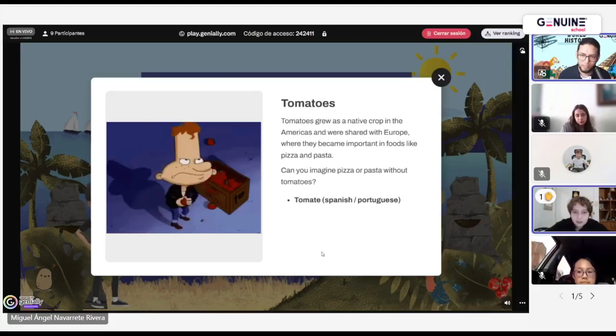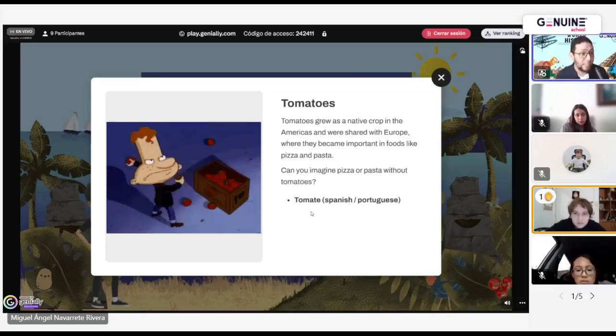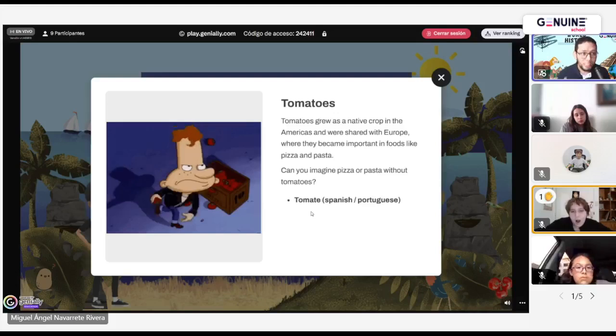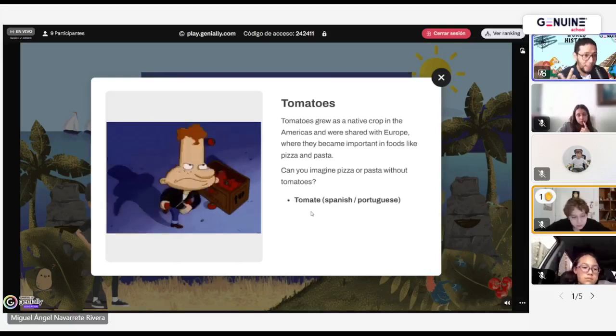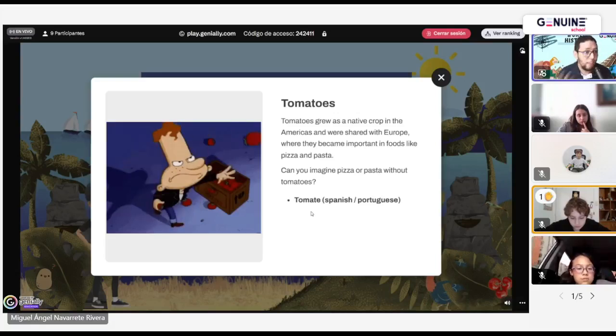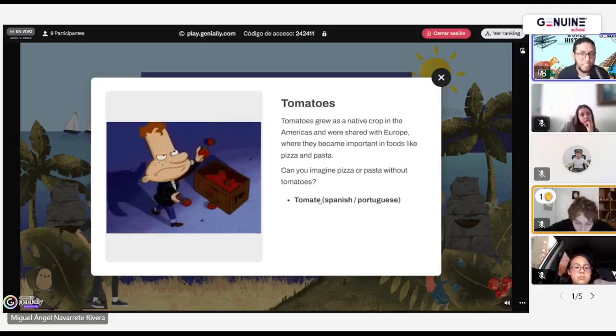Can you imagine pizza or pasta without tomatoes? Yes, but not without cheese. Yeah, of course. Well, with cheese you can survive, definitely. But yes, again, the tomatoes were another crop, another food that was native to the Americas. So that means Italy and France, those countries didn't used to have pasta or pizza. Thanks to the conquest of the Americas, thanks to this clash of cultures, they finally will have tomatoes, and this will change their culture. They will change their traditions. So beautiful. We have tomatoes.